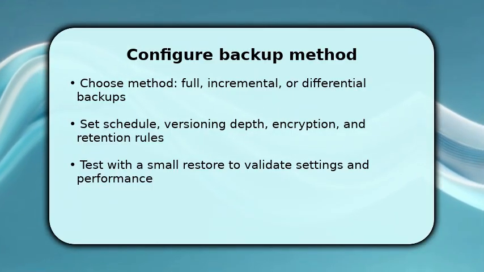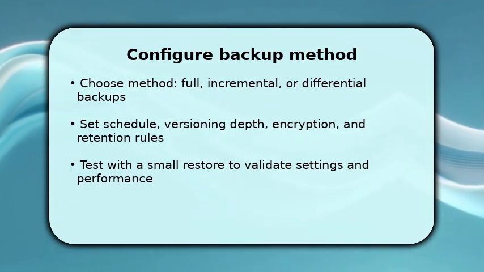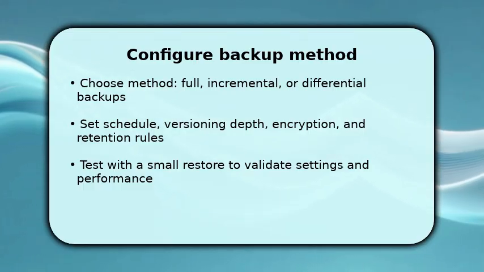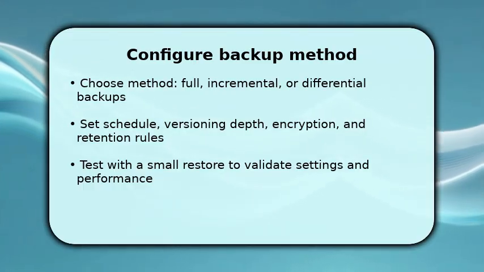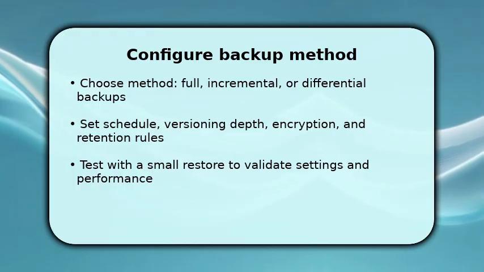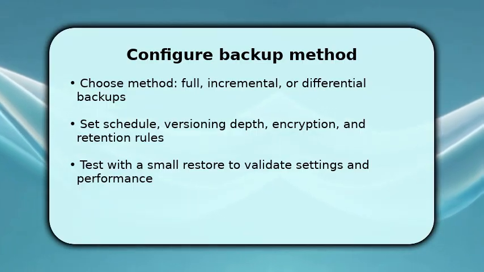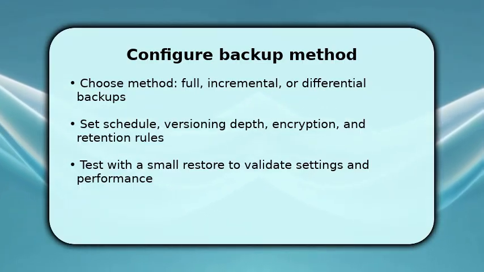Once you select a method, set an automated schedule and enable versioning to recover earlier states. Turn on encryption for sensitive data and set retention rules to avoid runaway storage costs. Make sure to test a small restore immediately so you confirm the process and performance before relying on it.